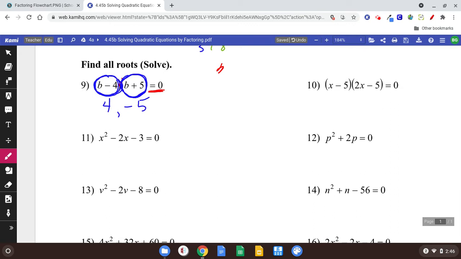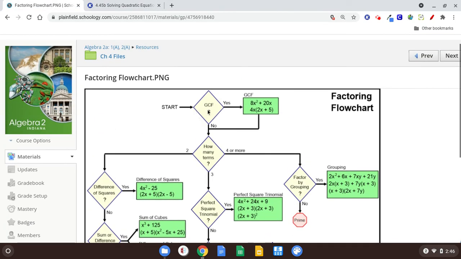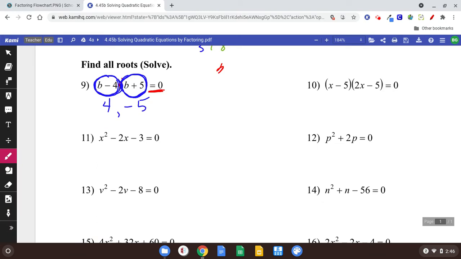Now we need to put it all together for number 11. Number 11 we're trying to solve, so we're trying to find the numbers that make 0, but we're going to have to factor in order to do that. So factoring, remember, you've got to be able to classify what type of problem it is, and that's where we go to the flowchart. We always ask ourselves if there's a GCF first. Is there anything in common?